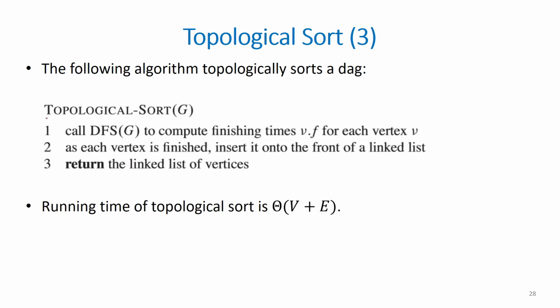The pseudocode for topological sort on a DAG is given here. It basically runs DFS on the input graph G to calculate the finishing time of each vertex in it. Once a vertex turns black, it inserts it to the head of a linked list. Finally, it returns the linked list once all the vertices are discovered. It is easy to see that the running time of the topological sort is Theta(V + E), where the insertion into the linked list takes O(1) time.